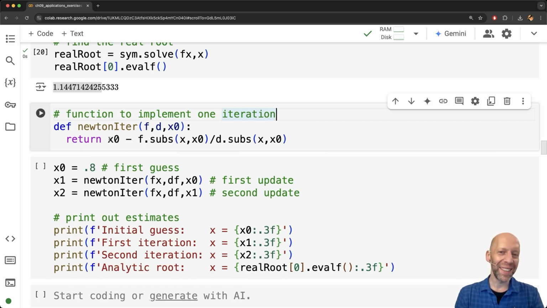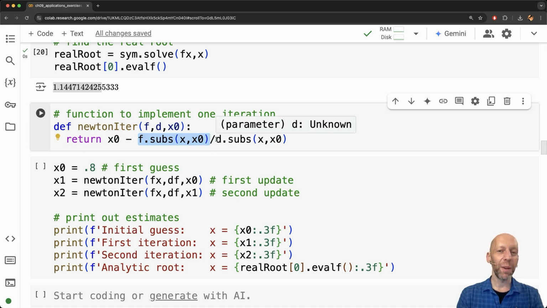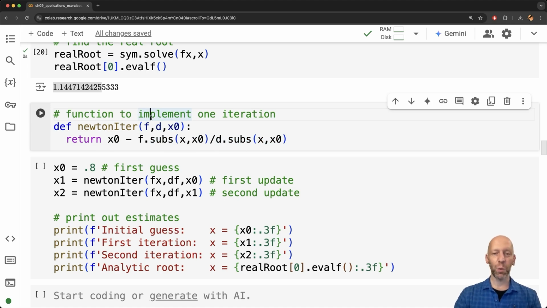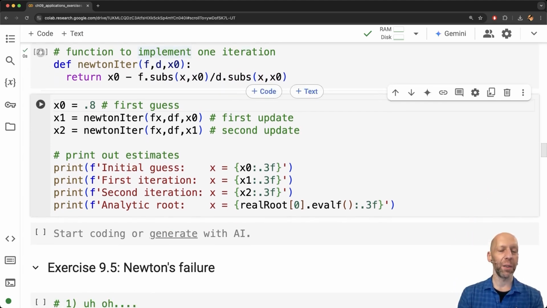It's very simple, as I showed in the equation in the book. So we just take the current estimate, and then we subtract off the function value at that current estimate divided by the derivative at that current estimate. And that is 1 iteration of that algorithm.